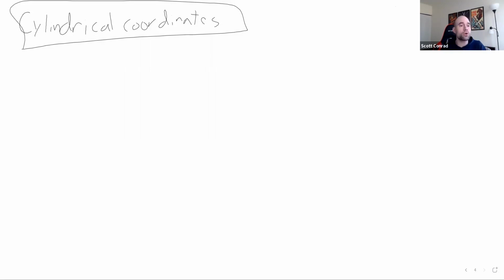Okay, so cylindrical coordinates are similar, but now this is for R3. Remember, rectangular coordinates are where we use x, y, z. In cylindrical coordinates, the coordinates are going to be r, theta, and z instead of x, y, and z. And luckily, we already know what r and theta are. They're going to be the same as from polar coordinates.